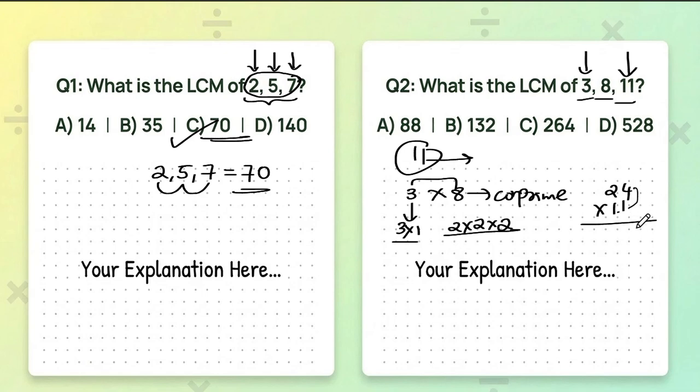So if you multiply 4 into 1, 4. So the last digit we are getting is 4. In which option do we have last digit as 4? Only in one option. So that is your correct answer for a competitive exam. Otherwise just simply multiply 24 into 11. You will get 264 only. Okay.